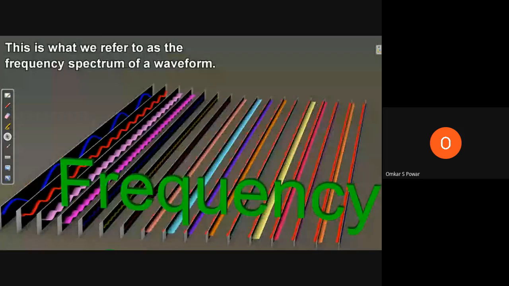Frequency spectrum of a waveform. So analyzing these different frequencies is nothing but your frequency spectrum.